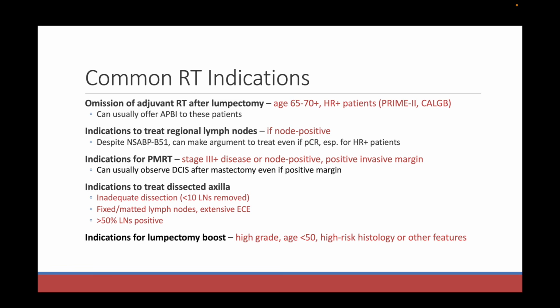Finally, what are indications to boost after a lumpectomy? The easiest indications to remember and the most commonly cited, I think, are high grade and age less than 50. So if they have grade 3 disease or if they're younger than 50 years old, we're always going to be boosting. Also in practice, if they have higher risk histology, like triple negative, or if they have other risk features that make you worried, like LVSI, or often if they have node positive disease, I think about boosting. Any risk factors really is when you boost, but the clearest indications are high grade and age less than 50.